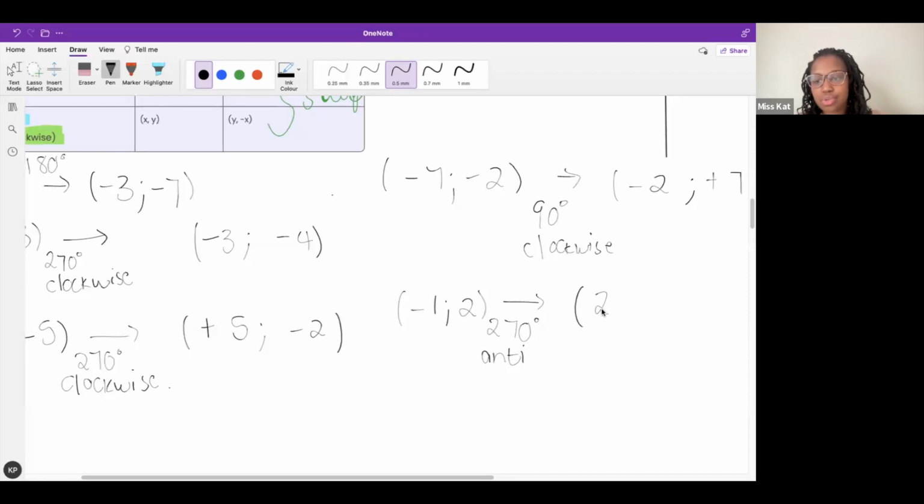A 2 and a -1. So who has a negative? Buhle, nice. X has a negative. So who was the original X, guys? So it's not the new one. I think that's why you guys are getting confused. You need to look at the original coordinates. What was X originally in this specific one?